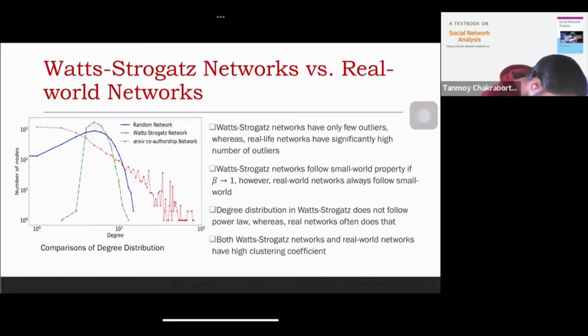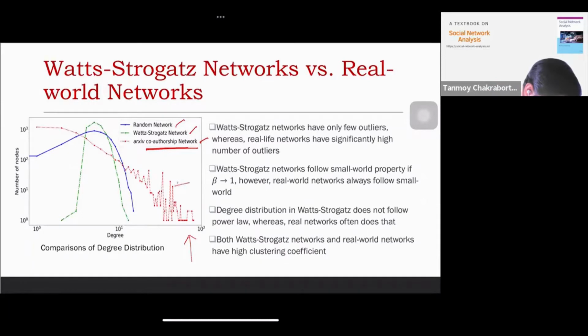Now this is an example graph. There was this arXiv co-authorship network where nodes are authors, and two nodes are connected if they co-authored a paper. This data was collected from the arXiv repository. Three things were run. One is the random network model, the other is the Watts-Strogatz network, and the third one is the real co-authorship network. Now let's look at the plots.